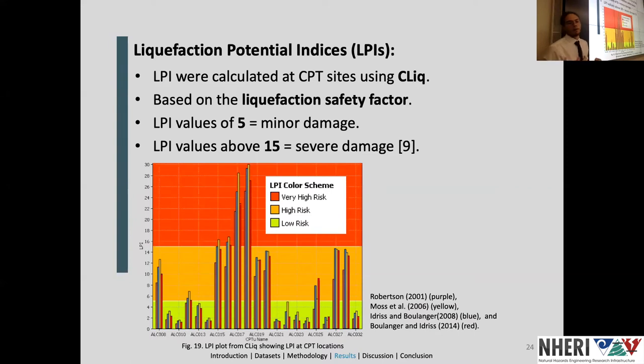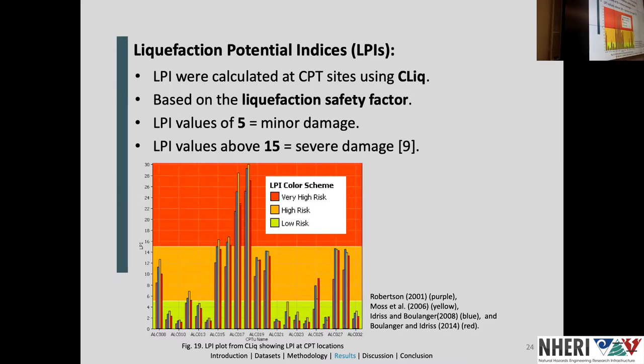And so all the CPT locations were measured, and the LPIs of the different CPT locations correspond to the same earthquake. So this is, I think, modeled for a magnitude 7 earthquake with a peak ground acceleration of 0.24 g. And so we really wanted to see, rather than what would happen with different earthquakes, what would happen with the same earthquake at the different sites across the island.